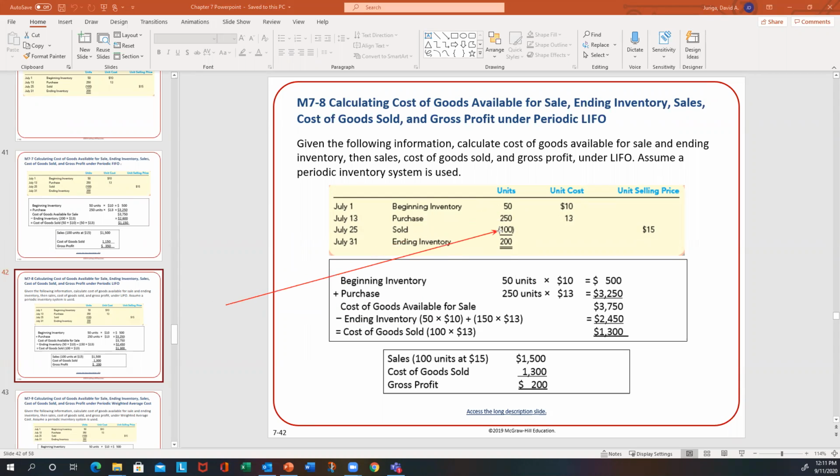So what's going to be left for ending inventory is that 50 units at 10 bucks. And then you tapped into 100 units out of this 250, so 150 is left at 13. So that's how they would get that ending inventory. And of course, now you can get your cost of goods sold and gross profit calculation. Again, notice how it's different under LIFO versus FIFO.